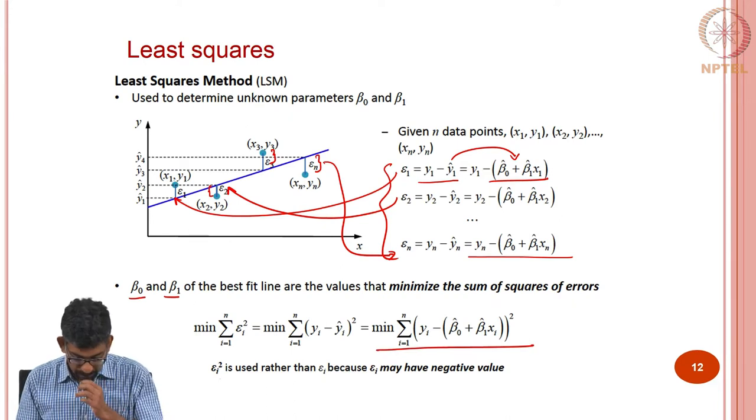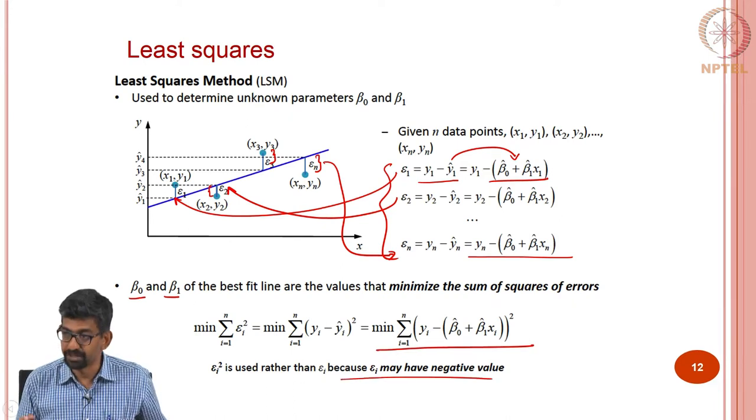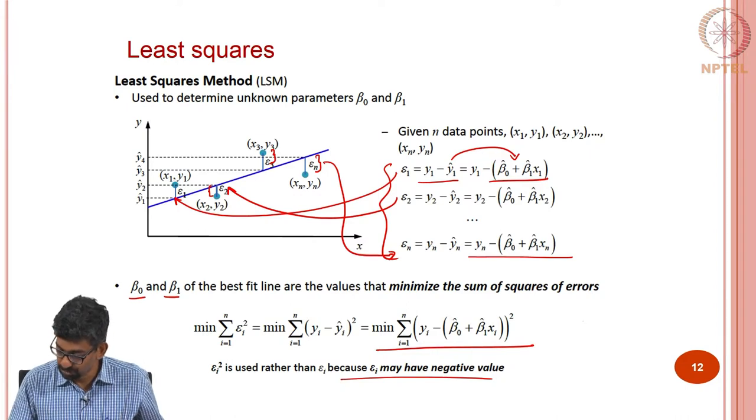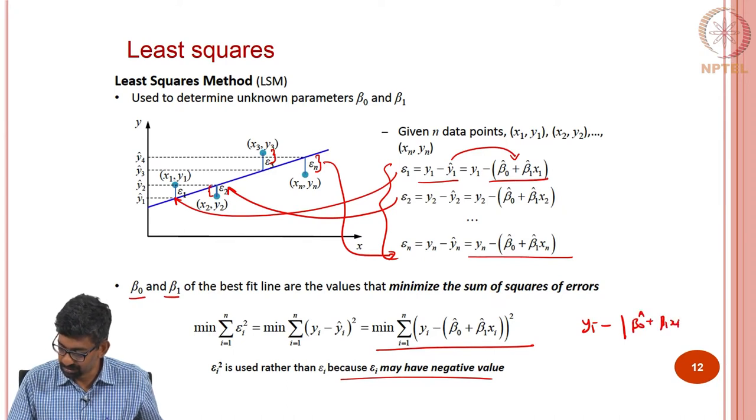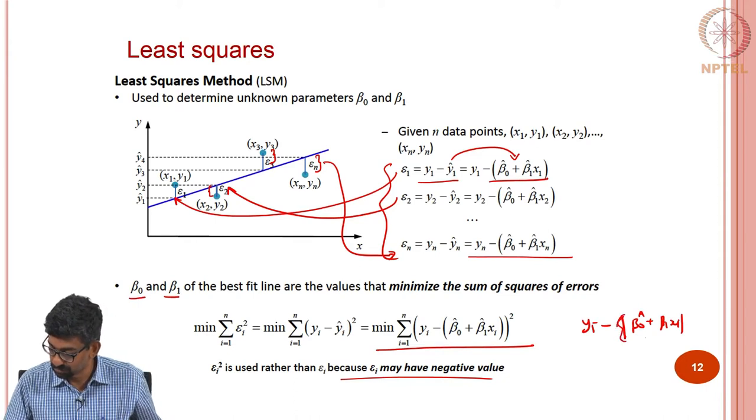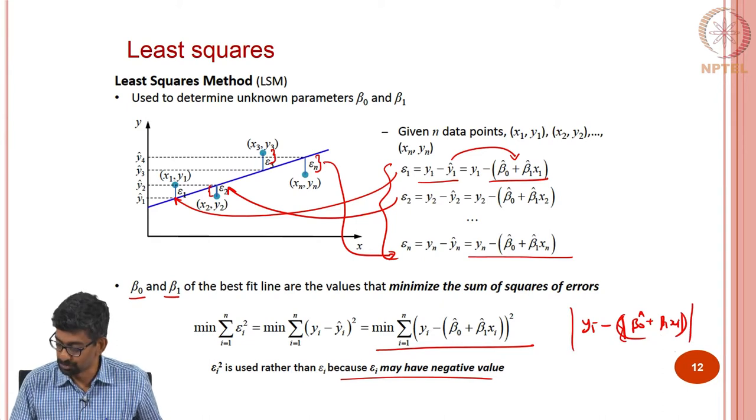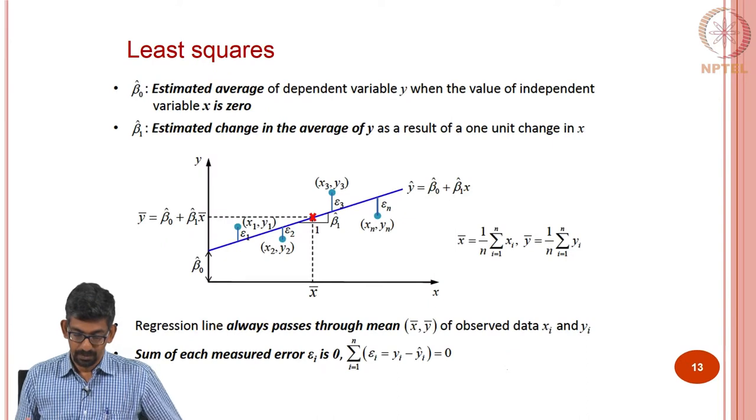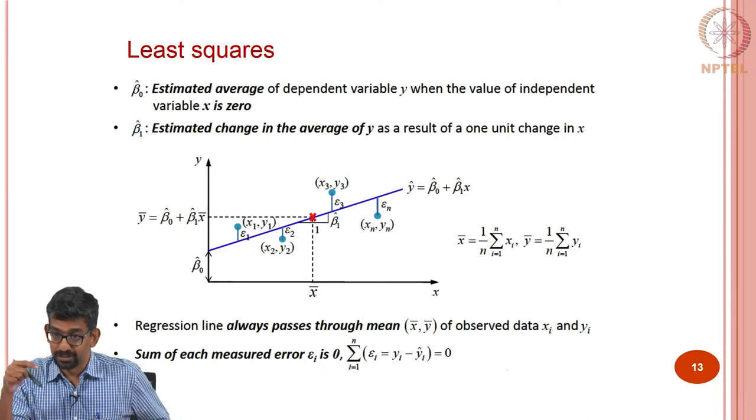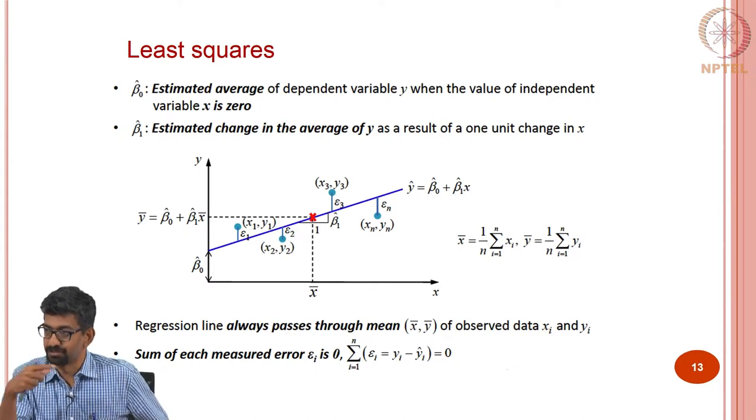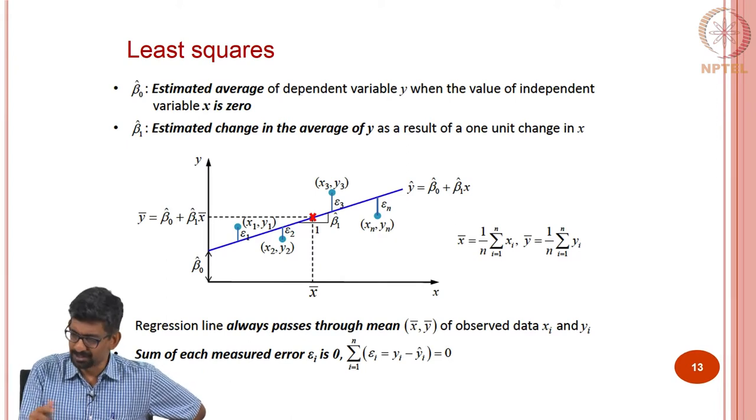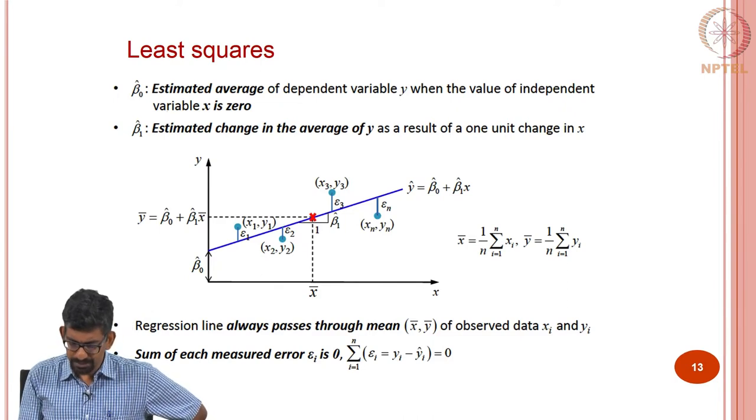Epsilon i squared is used rather than epsilon i because you might have negative as well as positive values. As I told, you can also use the absolute value of yi minus beta naught hat plus beta 1 hat xi, the absolute of the whole thing. You can also use that, but there is a reason for using the squared. It brings in very nice statistical properties, and then you have your normal distribution and all. That is the reason that it is used. People have shown that using the absolute deviation also will not make a lot of difference.